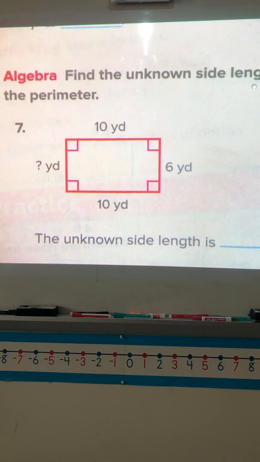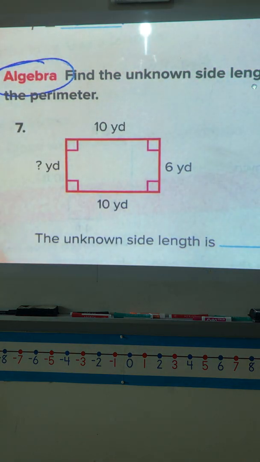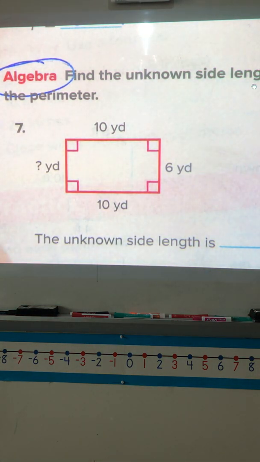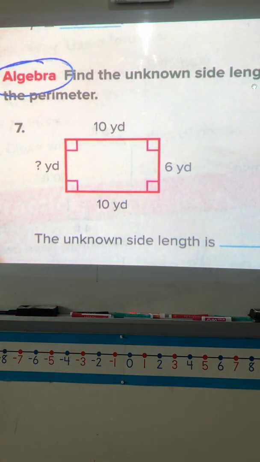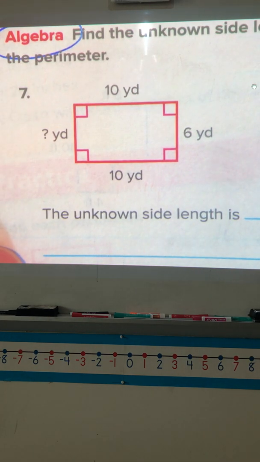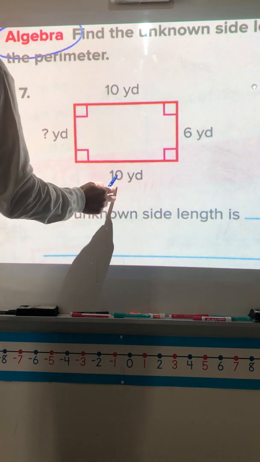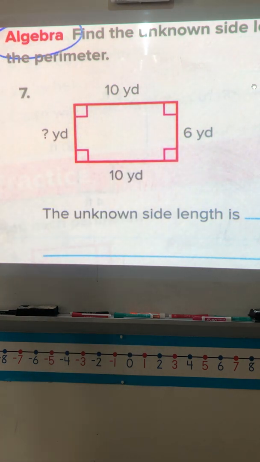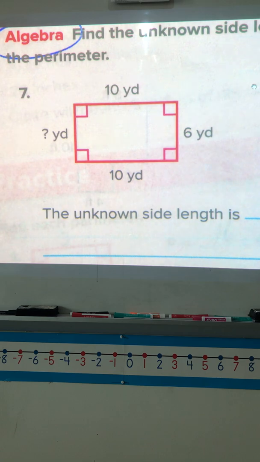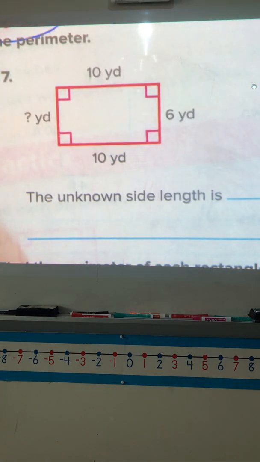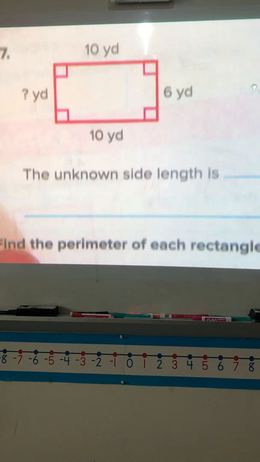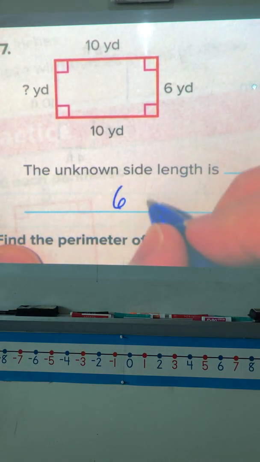All right, here, oh my gosh, here's some algebra. All right, we can do this. Find the unknown side length. Write an equation to find the perimeter. Now, this is the next level. All right. 10, 10, 6. That's got to be 6. That's not bad for us, is it? The unknown side length is, make sure you can see here, the unknown side length is 6 yards.